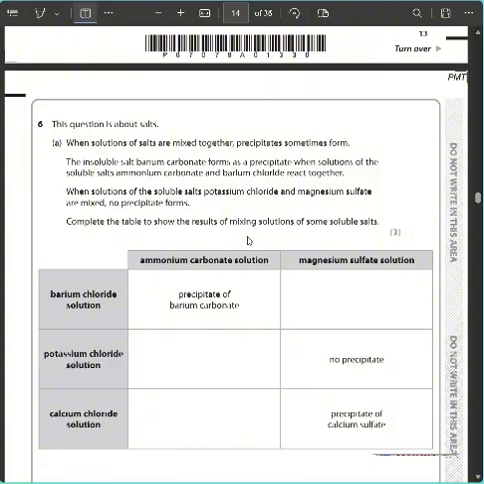Sixth question. This question is about salts. When solutions of salts are mixed together, precipitates sometimes form. The insoluble salt barium carbonate forms as a precipitate when solutions of the soluble salts ammonium carbonate and barium chloride react together. When solutions of the soluble salts potassium chloride and magnesium sulfate are mixed, no precipitate forms. Complete the table to show the results of mixing solutions of some soluble salts.